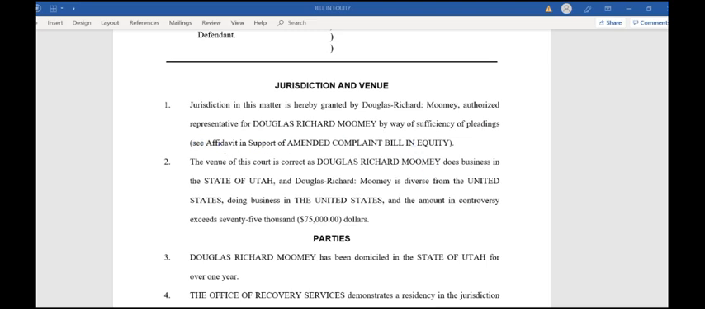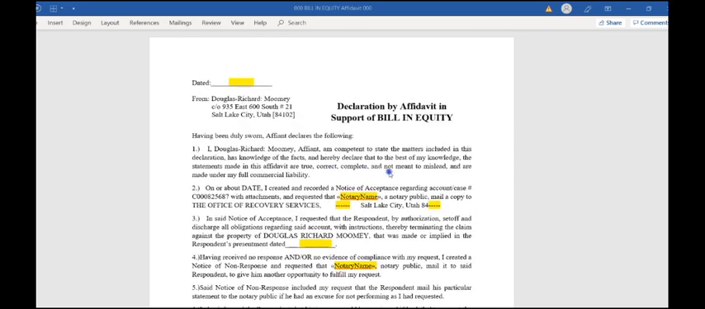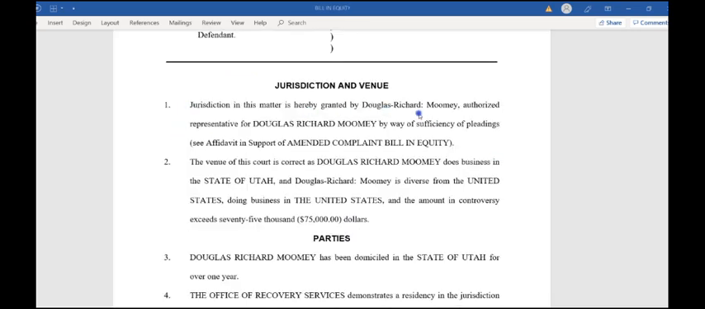Okay? So you'll have to have an affidavit in support of this bill in equity. Here it is. It's ready to go. It's all signed. It basically says what we did and that I used a notary, and they're in dishonor. Once again, jurisdiction in this matter is granted by me, authorized representative of the corporation doing business. By way of sufficiency of pleadings, the venue of this court is correct because all caps does business in the state of Utah, and Douglas Richard Mooney is diverse, which means I'm not in the United States, but I am doing business in the United States, and the amount in controversy exceeds $75,000.